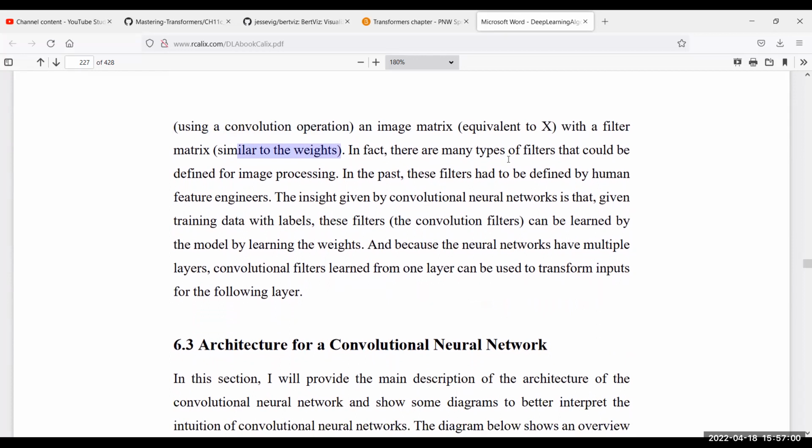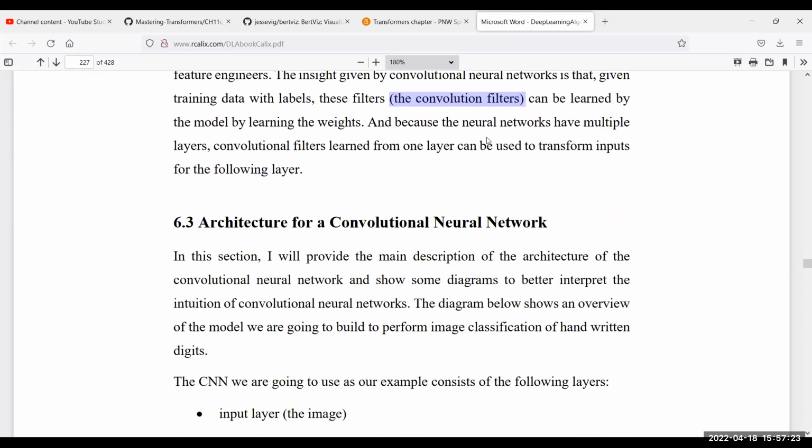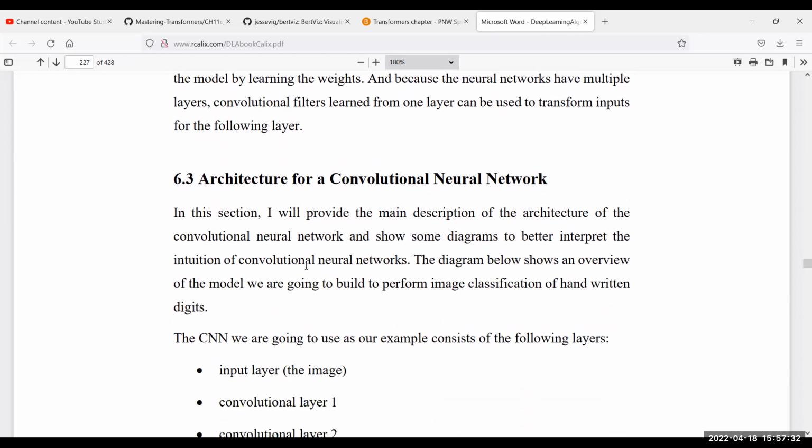In fact, there are many types of filters that could be defined for image processing. In the past, these filters had to be defined by human feature engineers, but the insight given by convolutional neural networks is that, given training data with labels, these convolutional filters can be learned by the model by learning the weights. And because neural networks have multiple layers, convolutional filters learned from one layer can be used to transform inputs for the following layer.